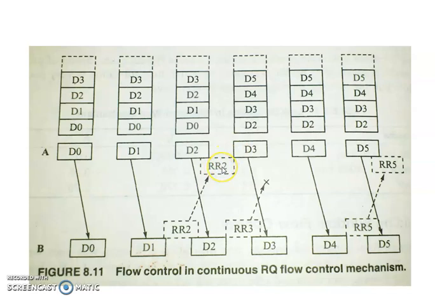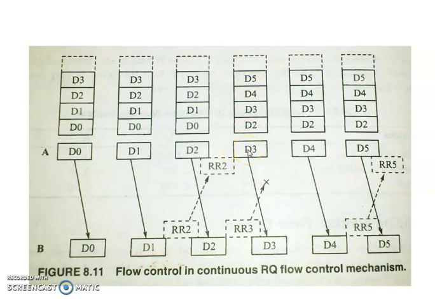What did this RR2 tell the sender? It told two things: send me D2, one thing, and second important thing, it told the sender that it already received D0 and D1. So the sender does not need to keep the frames in the buffer and can remove them from the buffer, and then new frames can come. Now if you see, new frames are coming in the buffer. Okay, now we'll continue over here.